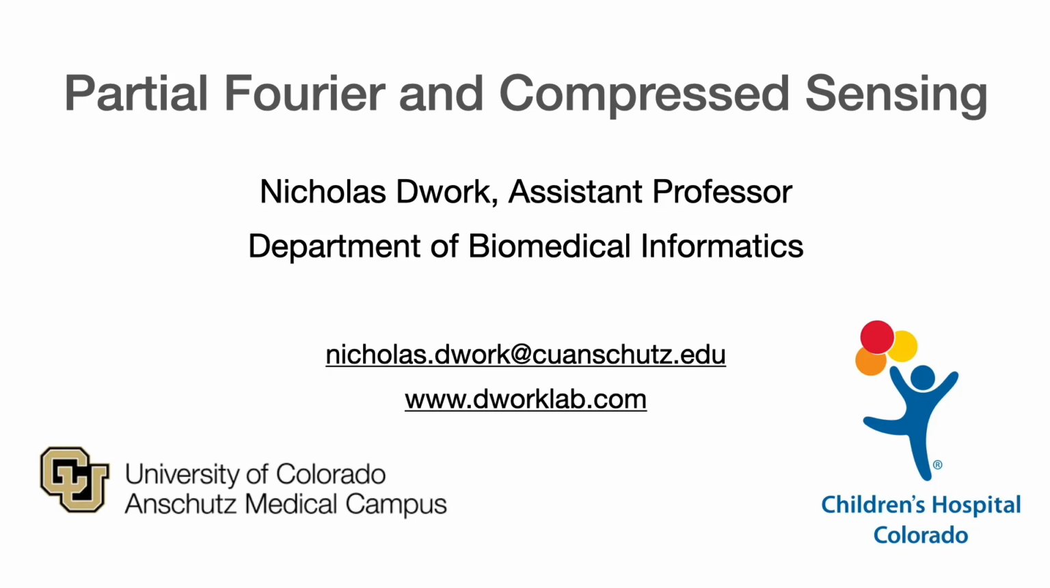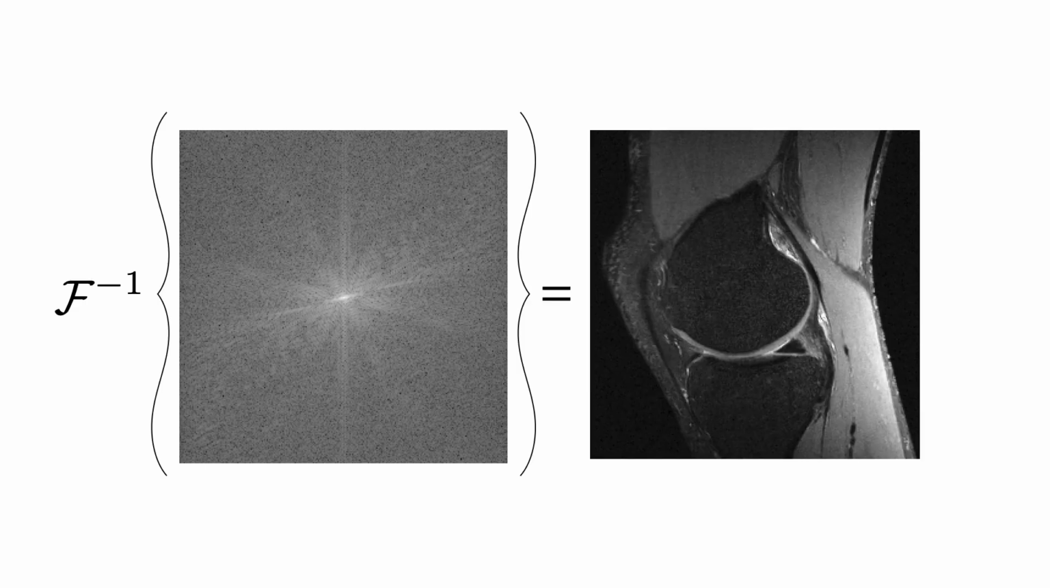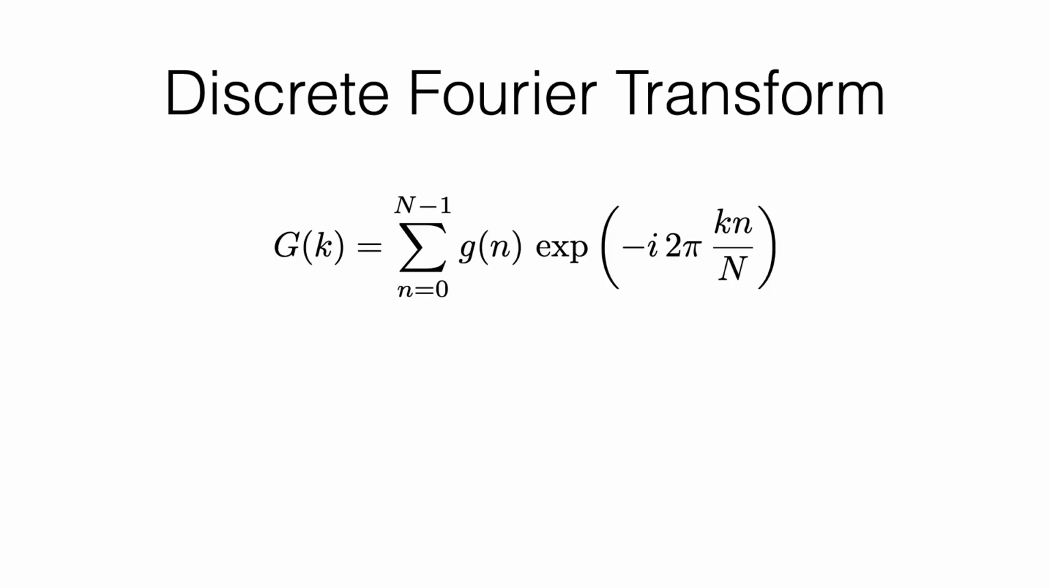Hi, I'm Nicholas Dwork, and today we're going to be discussing partial Fourier and compressed sensing, two other methods for accelerating MRI. Recall that MRI is a Fourier sensing modality, so the data that we get out are Fourier values in the frequency domain. If we collect enough data, we could just perform an inverse discrete Fourier transform, and that reconstructs our image. Recall this is the discrete Fourier transform.